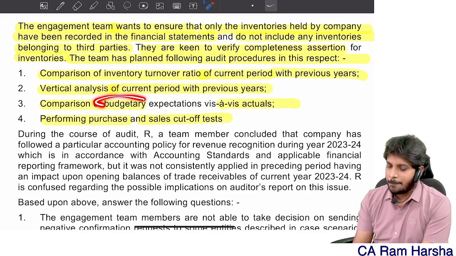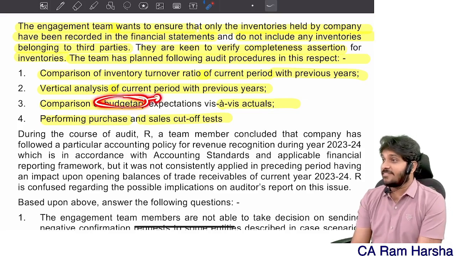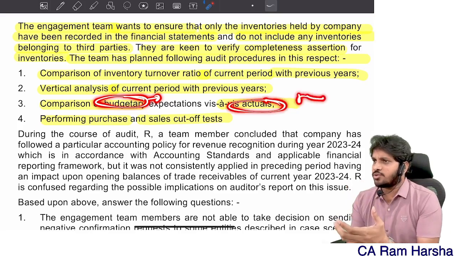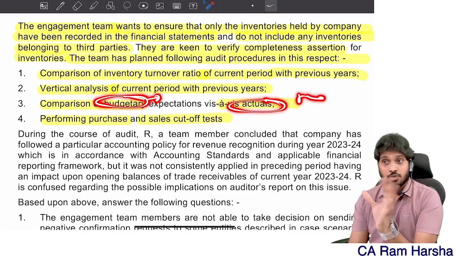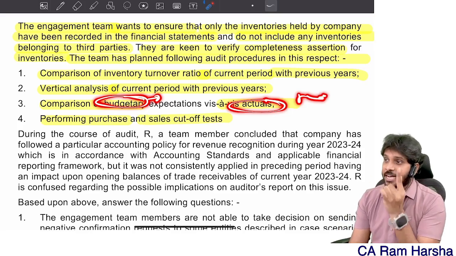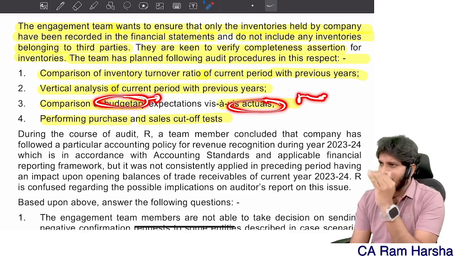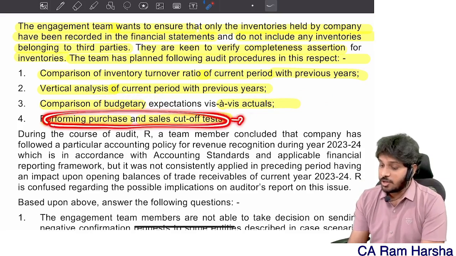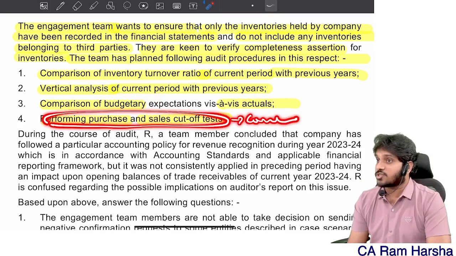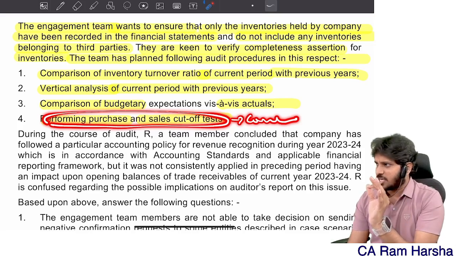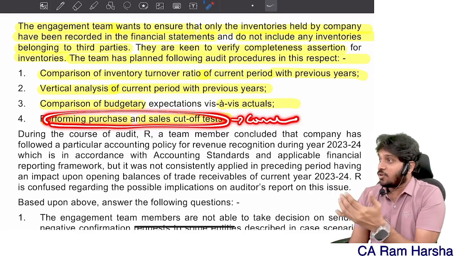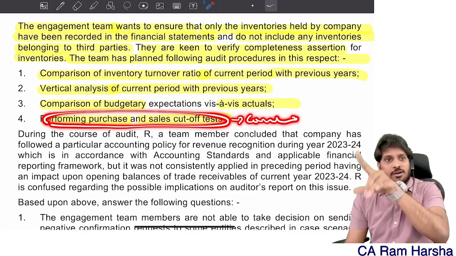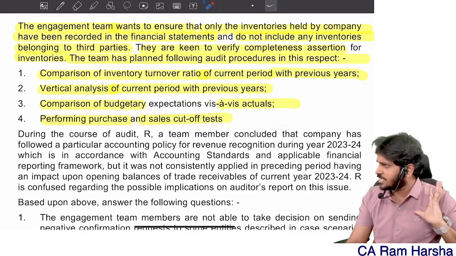Suppose in the budget the closing inventory value is 10 crore, whereas the actual value is 8 crore. We immediately ask why there is a difference, so we verify. Indirectly, comparing actual versus budget gives us some evidence regarding completeness. Performing purchase and sales cutoff gives me evidence on completeness of inventory accounting, because if I apply purchase cutoff and sales cutoff, I will get to know whether purchase and sale are recorded in the right period. Accordingly, I will know whether inventory is recorded rightly or not. This will also give me completeness.